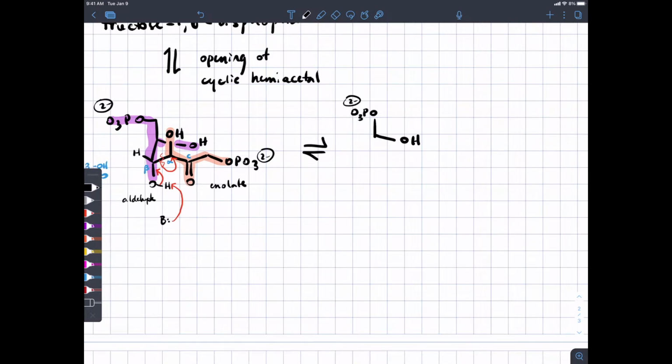I'm just going to draw them in sort of the same orientation as they're drawn to the left. Except I'm going to make mistakes and get the wrong numbers of carbon. Whoops.